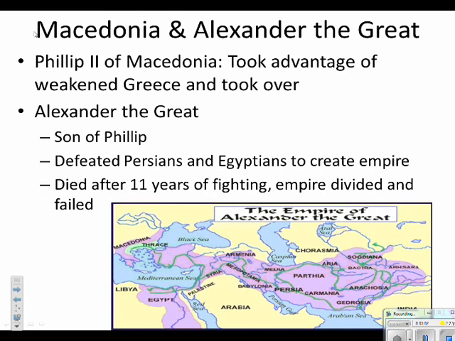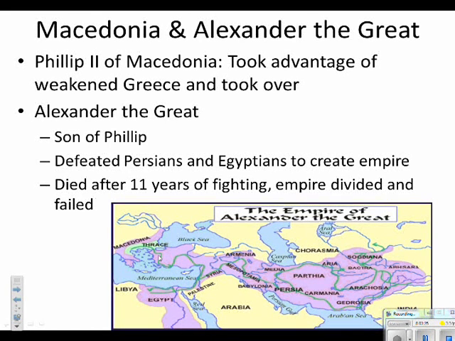So Philip II of Macedonia is actually going to be the one that takes over. And notice Macedonia is to the north of Greece. He's going to take advantage of the very weakened Greeks, and he's going to attack. He's going to take over Greece, and when he dies, he's replaced by his son, Alexander the Great. Remember, who was taught by a Greek, Aristotle. So that backfired a little bit. He's going to defeat the Egyptians and the Persians to create an empire.